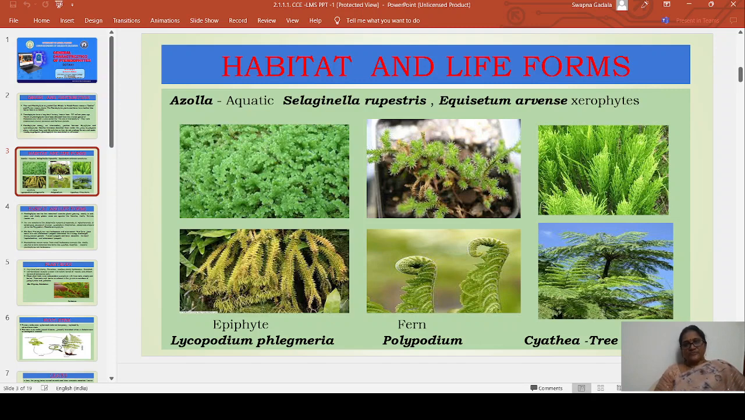In the next row, the first one is Lycopodium phlegmaria, which is an epiphyte. Epiphyte means the plant which grows on the surface of another plant and obtains moisture and nutrients from the environment of the host plant. The next one is the fern Polypodium, and the last image is Cyathea, which is the tree form. So in pteridophytes, herbs, shrubs and tree forms are there, and the habitat also varies. Some are epiphytes, some are xerophytes and some are aquatic in nature.